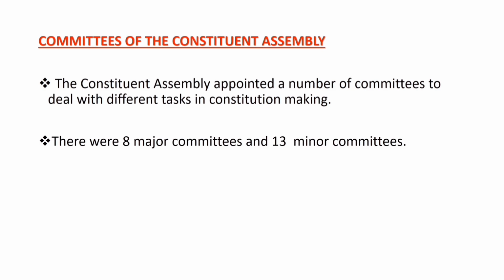The making of our constitution was a big task, consisting of about 300 members with their ideas and discussions. In order to ease the task, the Constituent Assembly appointed a number of committees to deal with different tasks in constitution making. The Constituent Assembly consisted of 8 major committees and 13 minor committees. So friends, in order to make the constitution making procedure much easier, the total assembly was divided into different committees. There were 8 major committees and 13 minor committees constituted from the assembly.